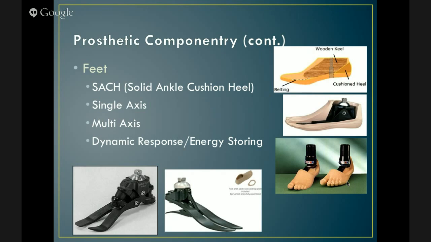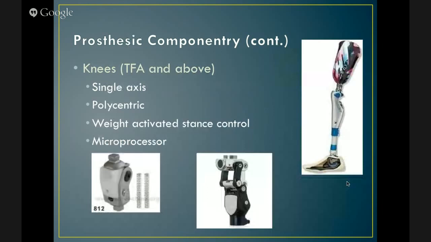And then dynamic response, energy storing, for our purposes, are relatively synonymous. And those would go to your K3 or K4 level patients. The SACH would be really one of the only things that a K1 level ambulator would get, maybe a single axis foot. The more complex the component, generally speaking, for prosthetics or orthotics, the heavier it gets. Just a reminder, so that's also a consideration.